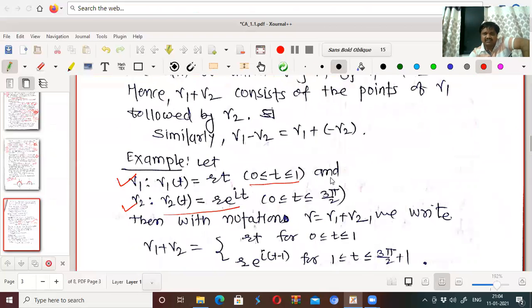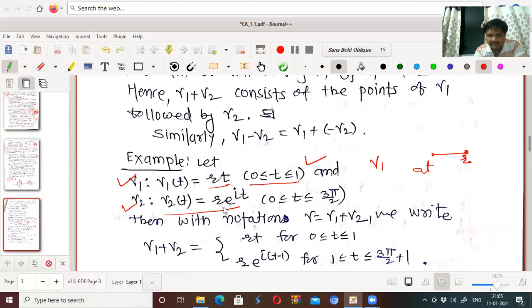First of all, we will see what is the first curve. rt means it is a straight line, right? Gamma 1 t is equal to rt. If r is a real number, t is also a number, so it is a straight line. Now at t equal to 0, the value of gamma 1 is 0, and at t equal to 1, the value of gamma 1 is r. So gamma 1 is the line joining 0 to r.